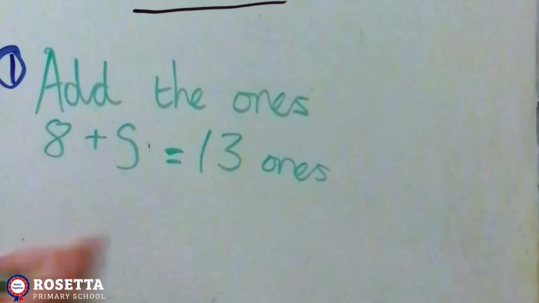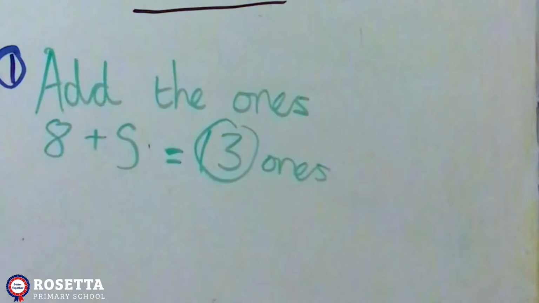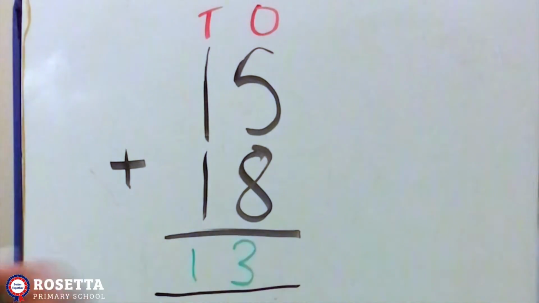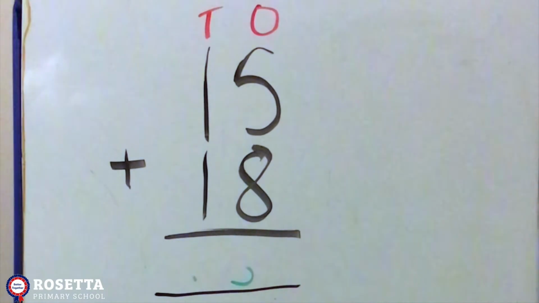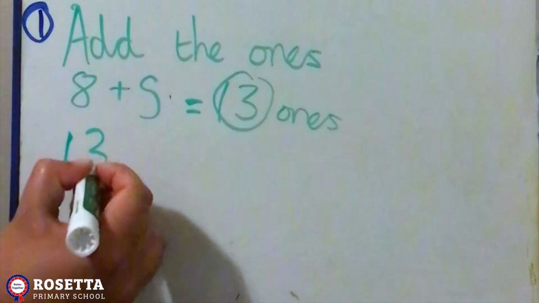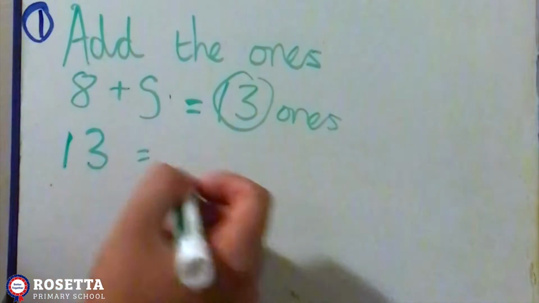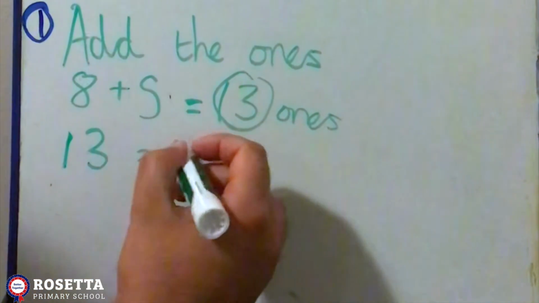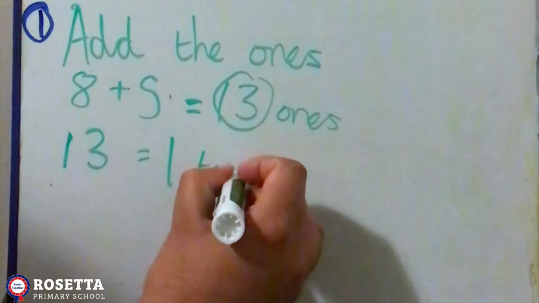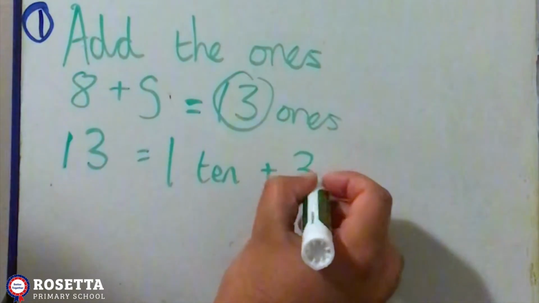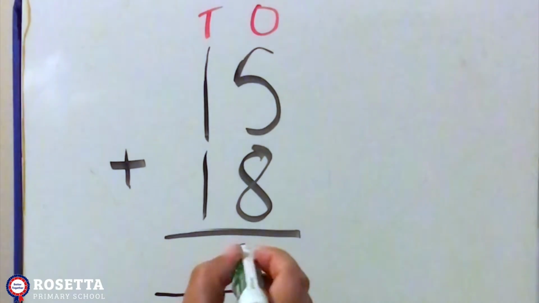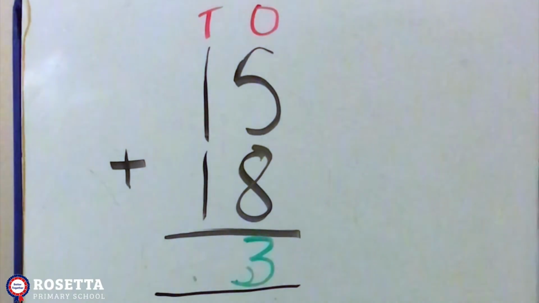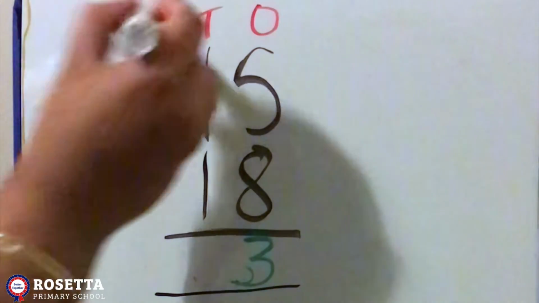Fantastic. Now, what do we do to this 13 ones? Do we leave it? I know, we just write 13. We're finished. Well done. Some of you, no, Mr. Singh, no, Mr. Singh. We have to do something with this 13. We have to rename the 13 ones, and it becomes what? Well done. It becomes 1 ten plus 3 ones. Now I know this is a 10 and this is 3 ones. I can put the 3 here, and then the 1 ten can go in the tens column.